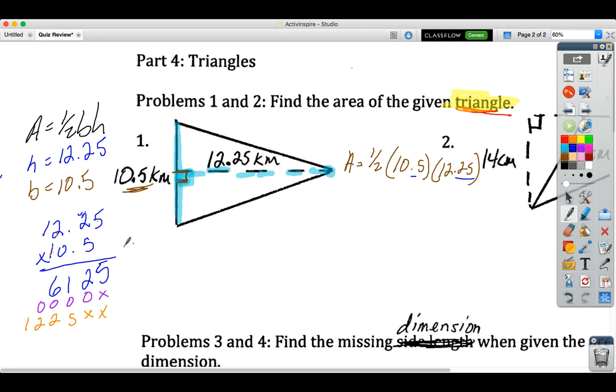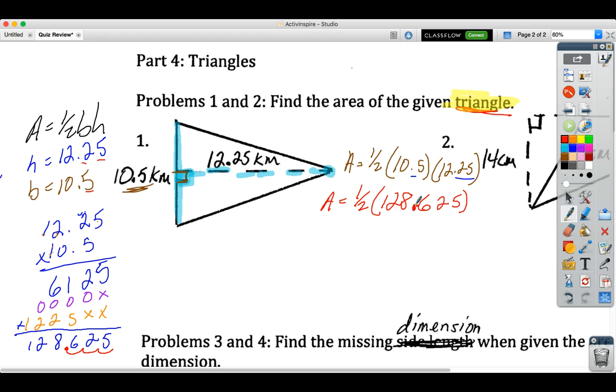Once I multiply all of them, I will now add down. Well, 5 plus nothing is 5. 2 plus 0 is 2. 1 plus 0 plus 5 is 6. 6 plus 0 plus 2 is 8. 0 plus 2 is 2. And here's a 1. Our decimal values that we have in total, we have 1, 2, and 3. So I need to move this 1, 2, 3 decimal places. So now my area is equal to 1/2 of 128.625. Right, now what we're going to do is divide this by 2.